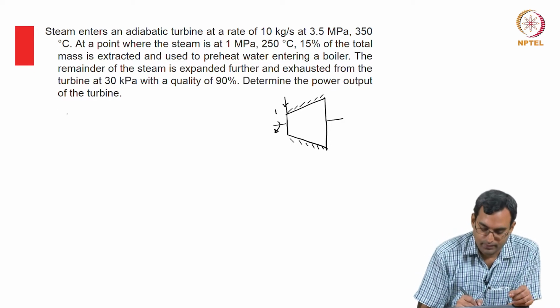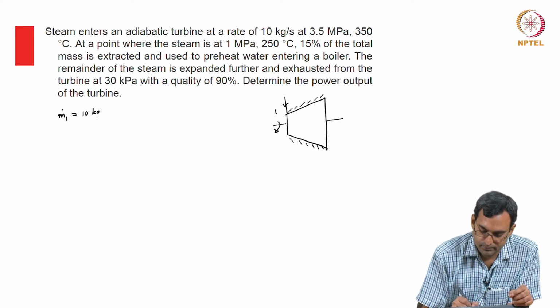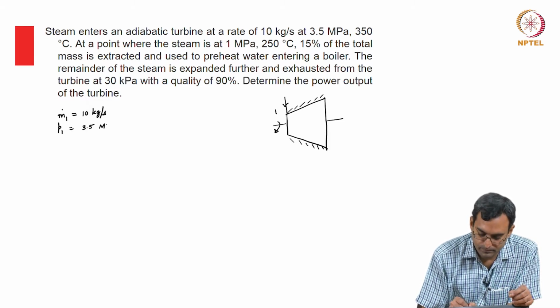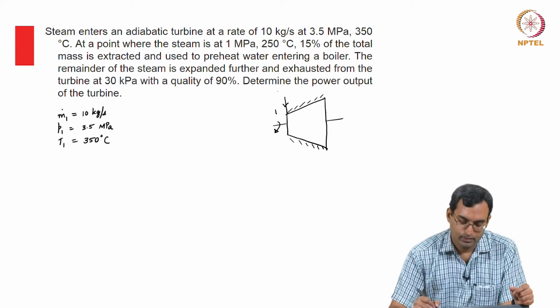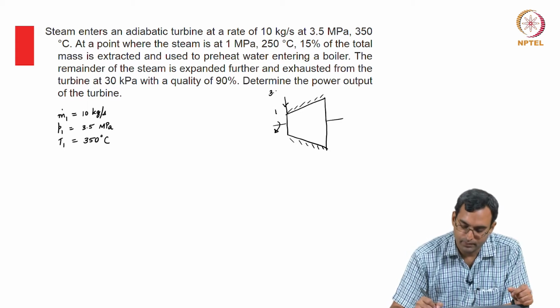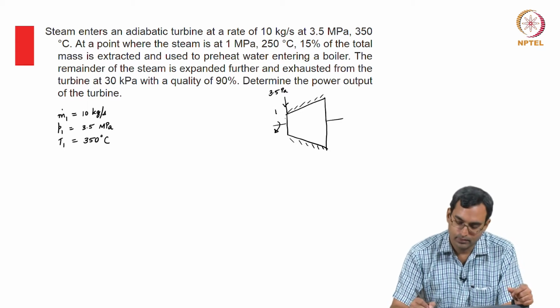The rate is given, so m dot 1 is 10 kg per second. The pressure is given as 3.5 megapascal and the temperature is 350 degrees centigrade. So this is at 3.5 megapascal here, and the pressure is reducing as it goes from left to right.